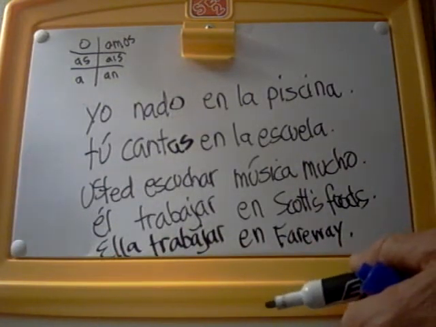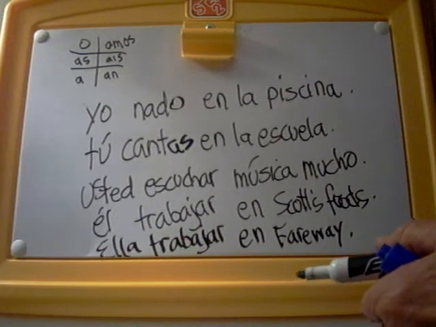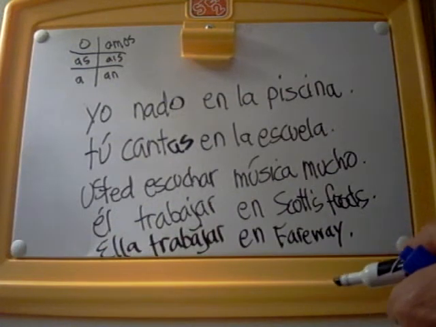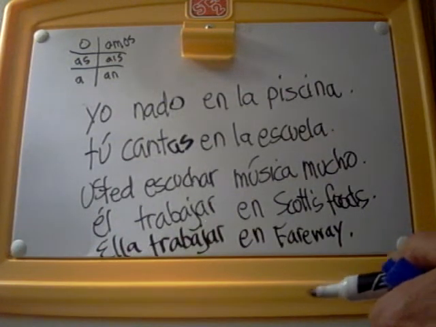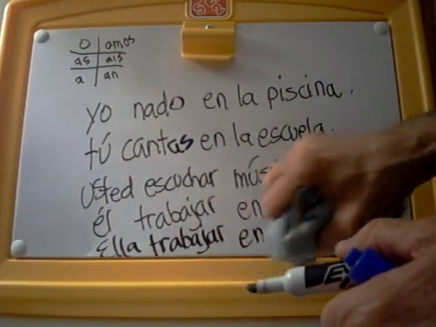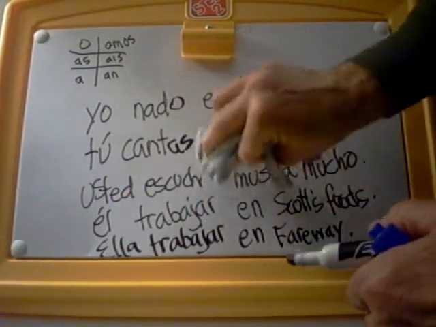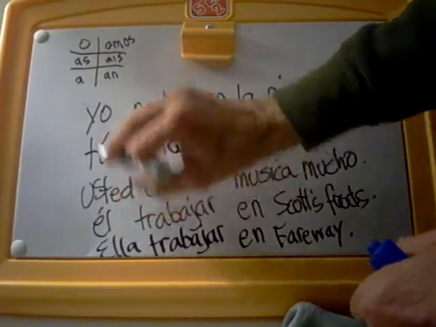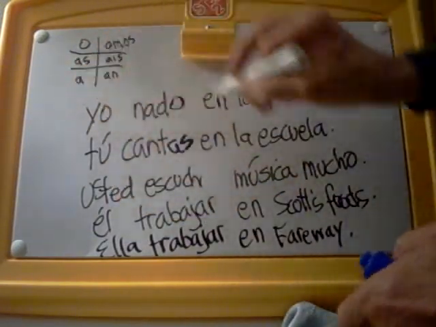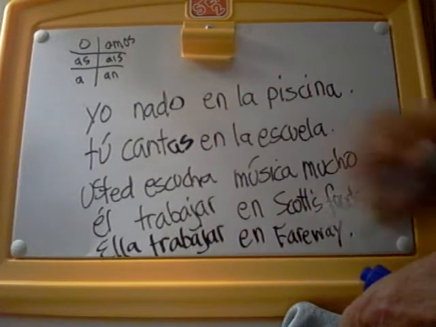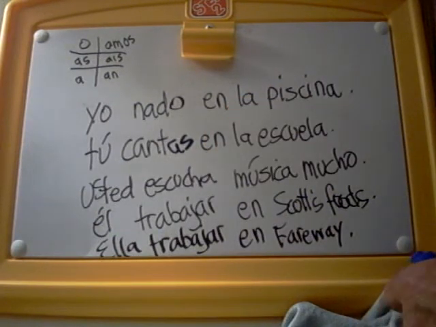If I'm talking to somebody I don't know very well, like Dr. Radigan, I'd say, usted escuchar música mucho? You to listen to music much? No, you listen to. So I take off the AR. The ending that goes with usted is down here. It's the A. So I put an A on there. And usted escucha música mucho.